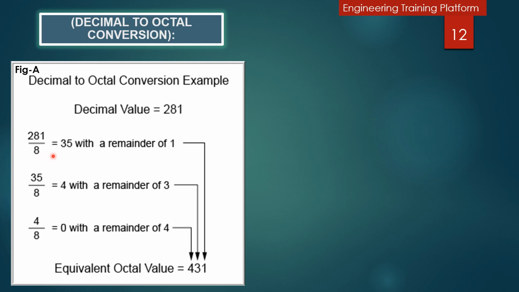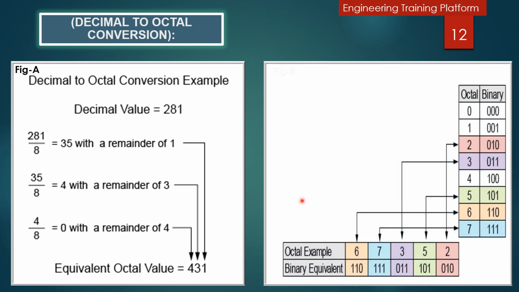When we divide the decimal value by 8, it will be 35, and the remainder will be 1, and we go through the rest accordingly. The final result is that the equivalent octal value 431 is equal to the decimal value. Also, it is important to remember that octal values go from 0 to 7.